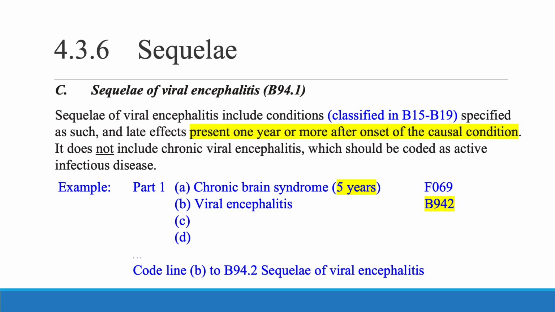In the example, you'll notice that on line A is reported chronic brain syndrome, 5 years. Because there's a late effect, chronic brain syndrome, present 1 year or more after the onset of the causal condition, viral encephalitis, we will code line B, the viral encephalitis, to the sequela code rather than to the active infection code. So line B is coded to B94.2, sequela of viral encephalitis.